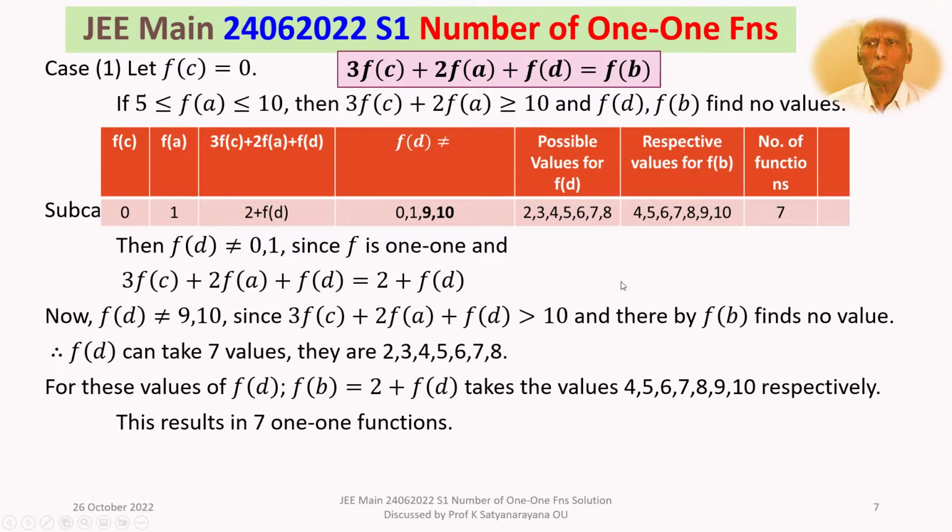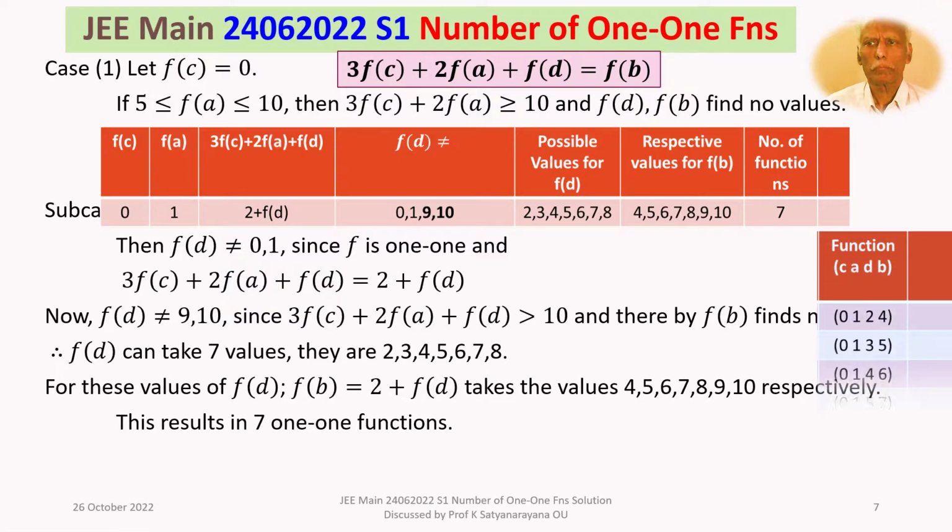And in this case, I will show you explicitly what those 7 functions are. These are the 7 functions. And these functions are: c is mapped to 0, a is mapped to 1, d is mapped to 2, b is mapped to 4. Like that you have to read. c, a, d, b is mapped to 0, 1, 2, 4 respectively. Like that the 7 functions are here.